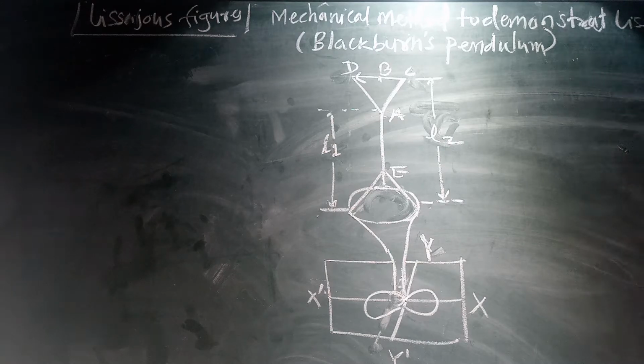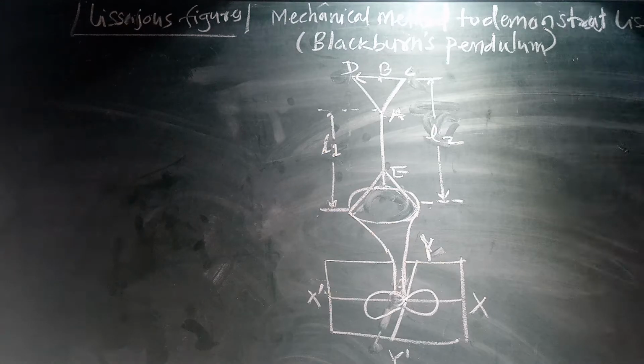When a particle is subjected to two SHMs, then it will trace various curves. Depending on the shape of the different curves, they are obtained according to different values of frequency ratio, amplitude, and phase angle. So the curves were demonstrated by Jules Antoine Lissajous in 1857.